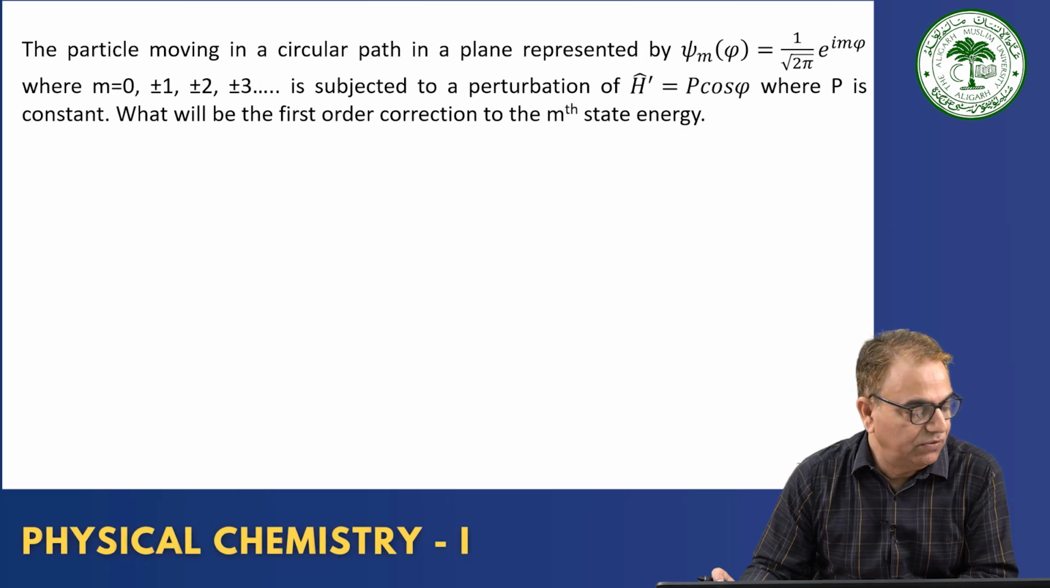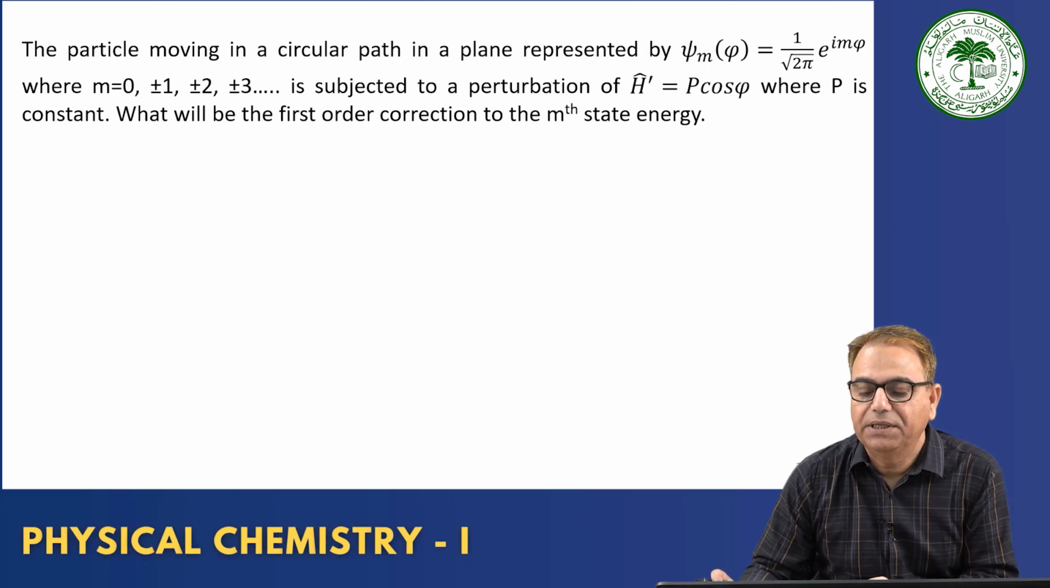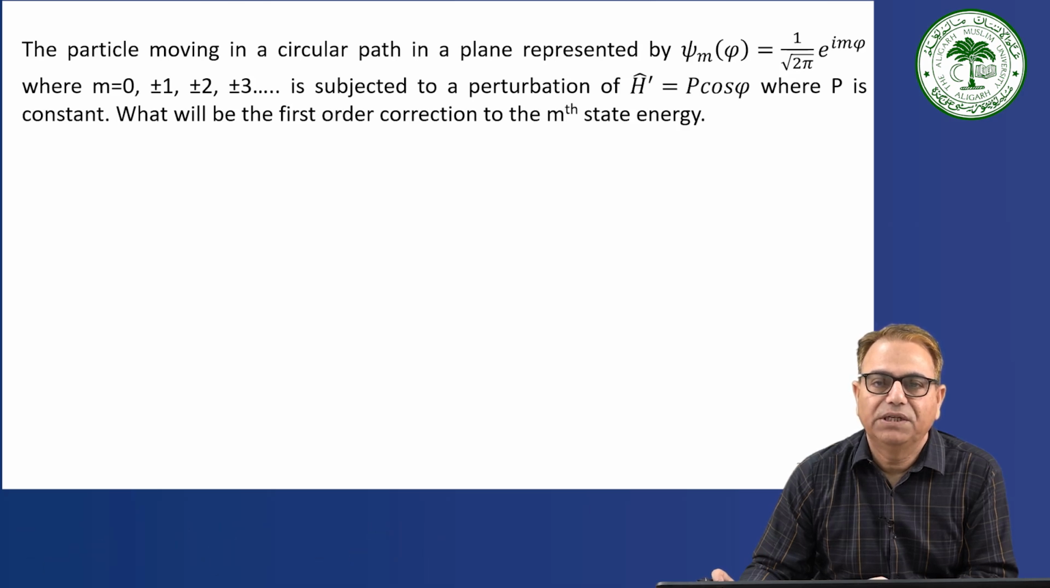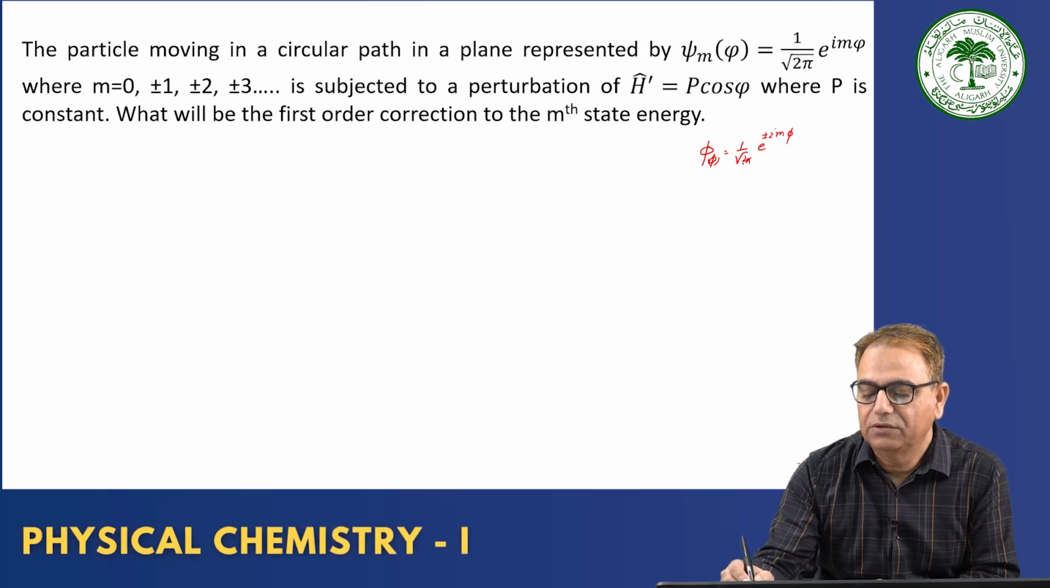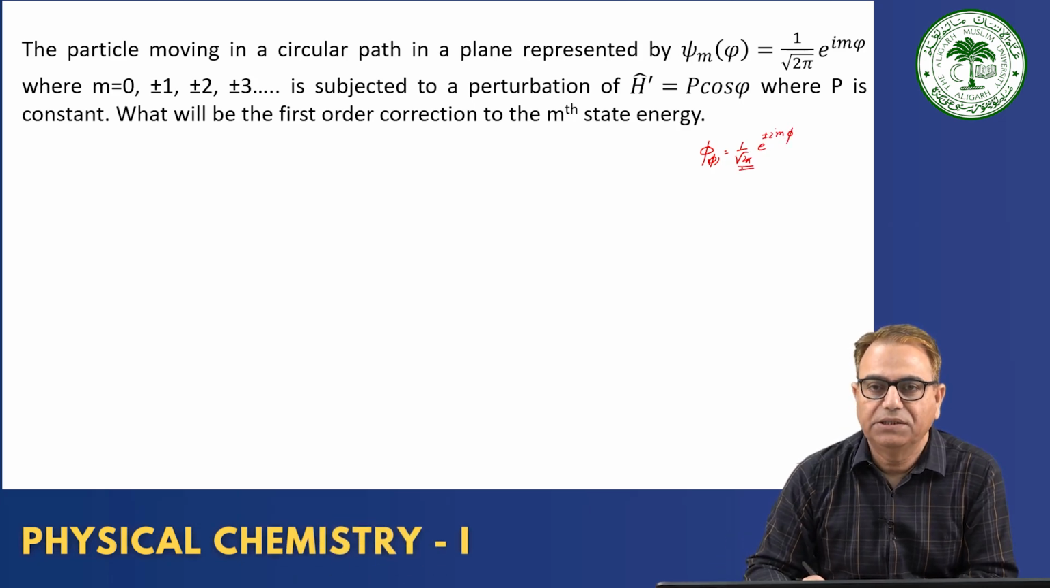In this module, one of the problems is that a particle is moving in a circular path in a plane, represented by psi m phi equal to 1 by root 2 pi exponential i m phi. If you remember, when we did the rigid rotor, after the separation of variables we got two different equations, a phi equation and a theta equation. We solved the phi equation and got the solution, capital phi depending on small phi, 1 by root 2 pi exponential plus minus i m phi. And this was the normalization constant which we determined.